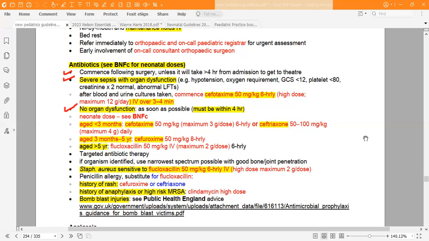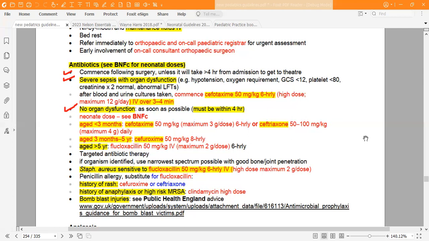Targeted antibiotic therapy. If organism identified, use narrowest spectrum possible with good bone joint penetration. Staph aureus sensitive to flucloxacillin 50 milligram per kg 6 hourly IV. Penicillin allergy, substitute for flucloxacillin. If there's history of rash, you switch from penicillin to cefuroxime or ceftriaxone.